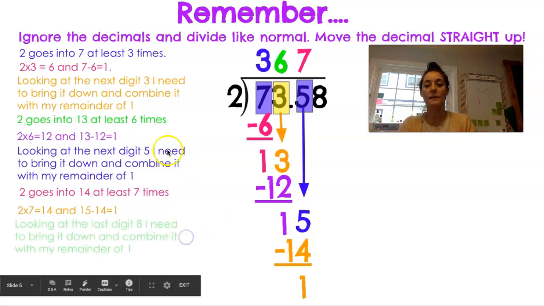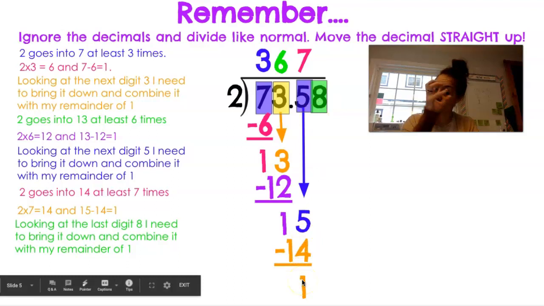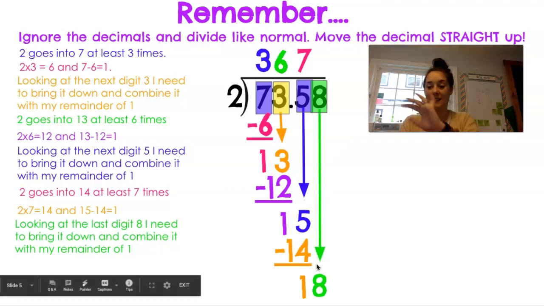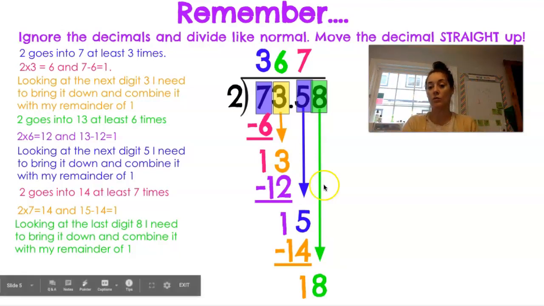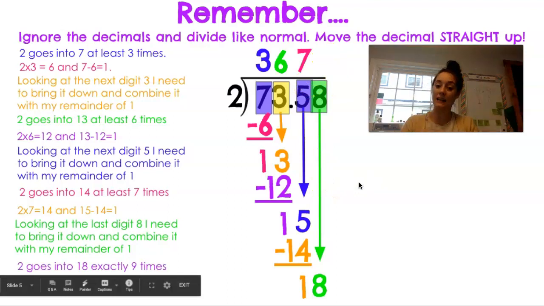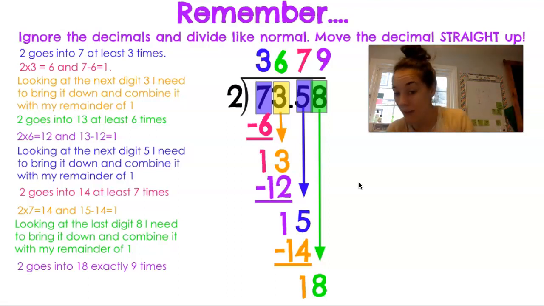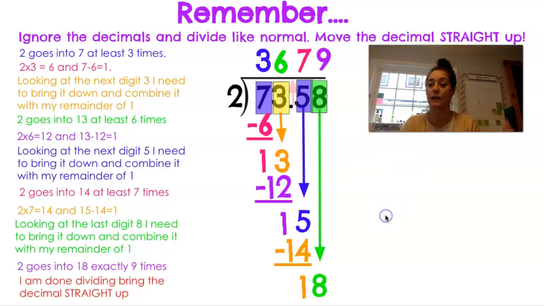Okay, let's go take a peek at that last digit, this 8 right here. I got to remember, I'm not just looking at the 8, I'm looking at the remainder too. So I'm going to rename that and bring it down here. So I get this 18, and 2 goes into 18. 2, 4, 6, 8, 10, 12, 14, 16, 18, 9 times. So I'm going to throw the 9 up there, and 2 times 9 is 18, so I'm done with the math portion. I don't need to do any more. So now I just need to bring that decimal straight up.